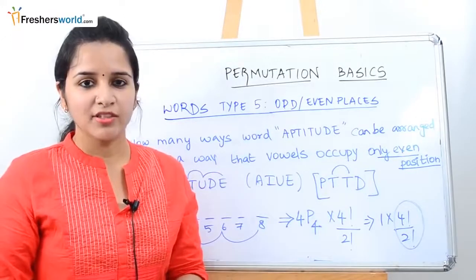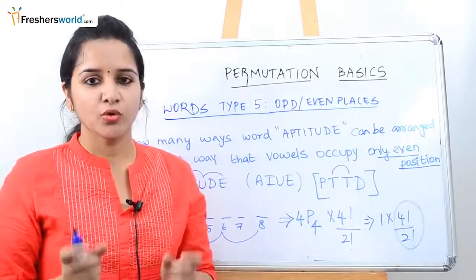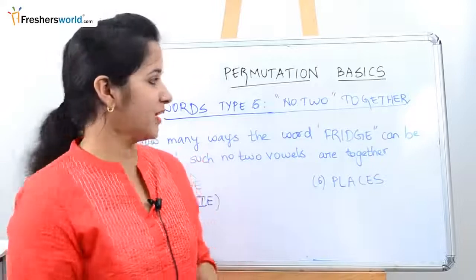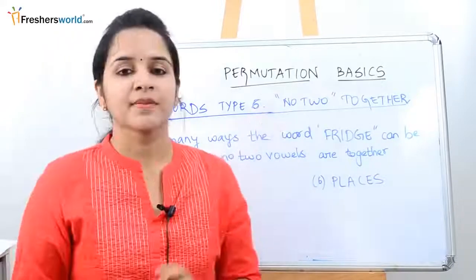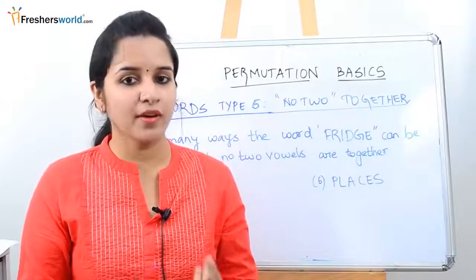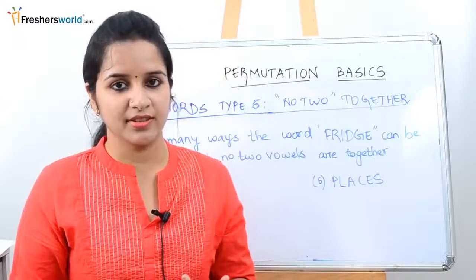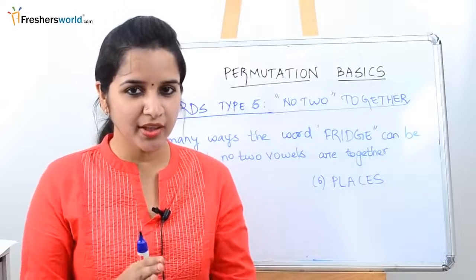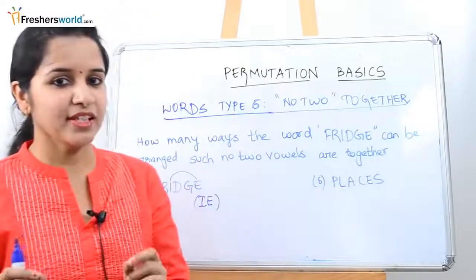The next concept that we are going to deal with is no 2 vowels or consonants together. So in case of no 2 together, like the previous concept, we are going to deal with vowels, consonants and other words. In case of no 2 together, there's a difference between no 2 together and never together. I will explain with an example.